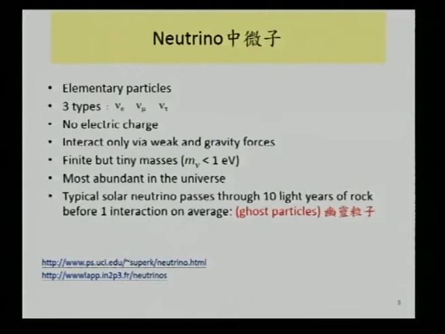Give you an example. The sun is producing many electrons every second. I'll tell you the number. But take a typical solar neutrino. If you want to stop it, it will take rocks, 10 light years of rocks, stack them all together, then with this amount of matter, on average, you could have one neutrino interaction. So it's that difficult to stop them. That's why they're called ghost particles.